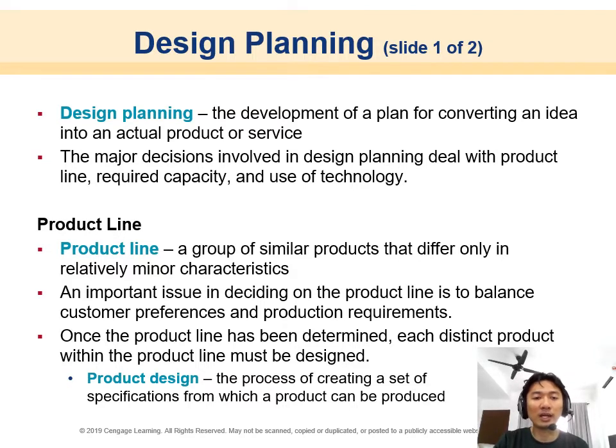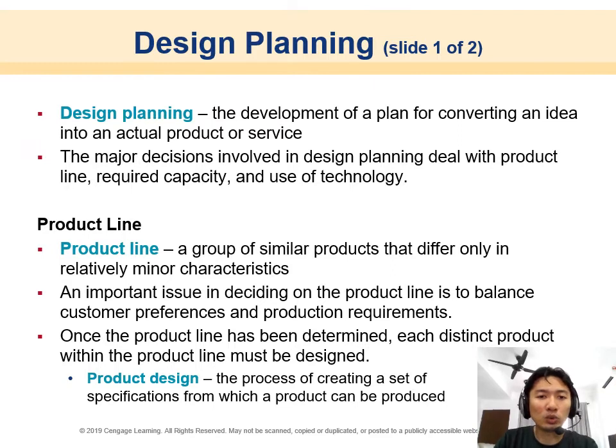What is a product line? A product line is a group of similar products that differ only in relatively minor characteristics. Again, I repeat, a product line is a group of similar products, but they have some differences which are quite minor. So those are all product lines.